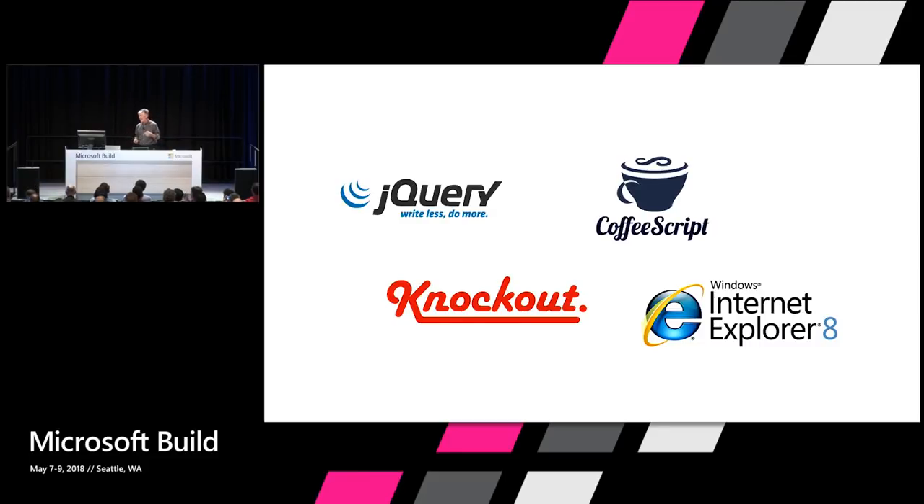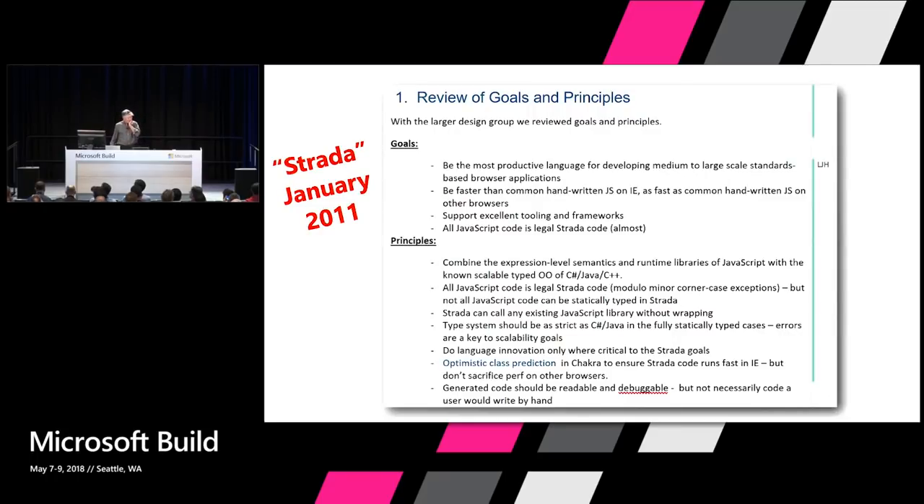So our idea at the time, and we have this OneNote of our old design notes, was one of our first official design meetings in January of 2011 for the Strata project, which it was called at the time. We tried to outline some of the goals that we wanted, and you see that a lot of the things we were talking about there are actually true today. It was about supporting excellent tooling and frameworks. It was not about extending JavaScript. It was about making sure that every JavaScript library could be used with TypeScript and so forth.